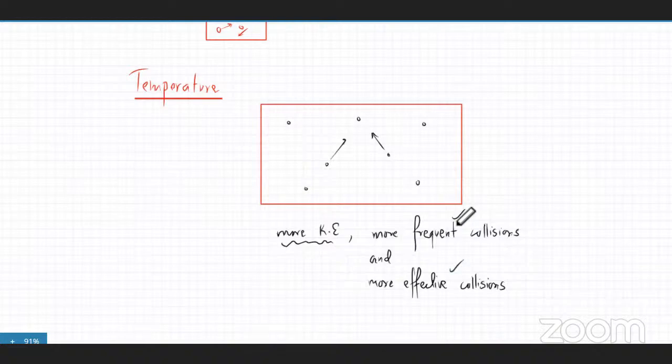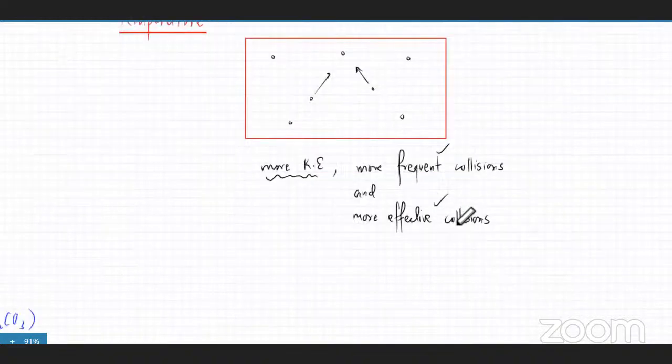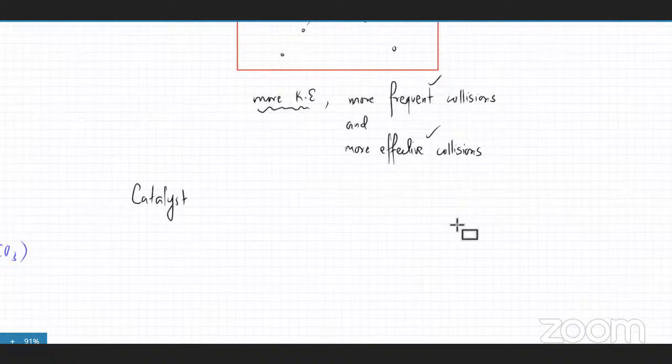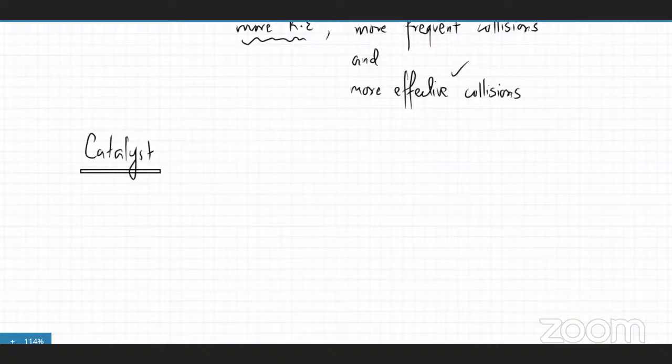Yes. अच्छा, उसके बाद आ जाता है कैटलिस्ट। व्हाट डज अ कैटलिस्ट डू? हाउ डज दैट स्पीड अप द रिएक्शन? By lowering the activation energy. अच्छा, so what a catalyst does is that it lowers the activation energy.